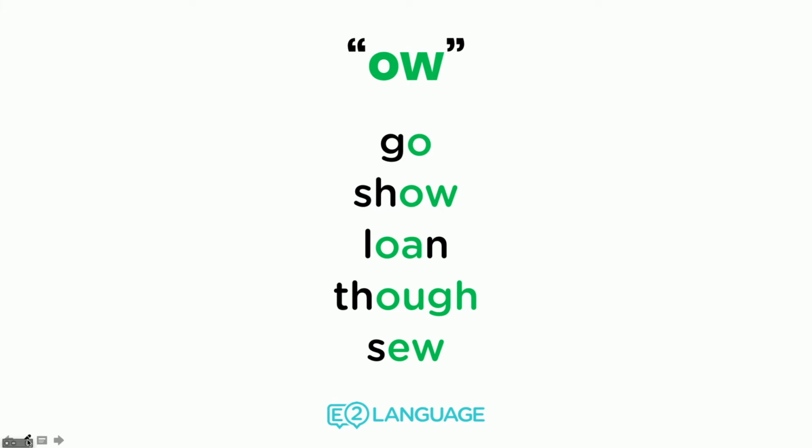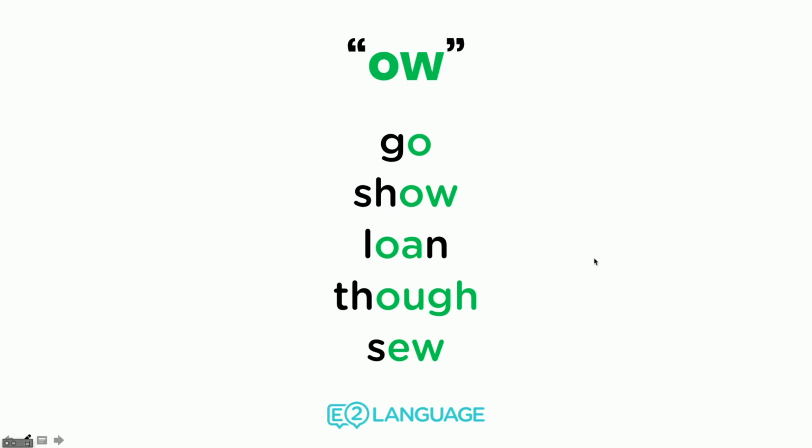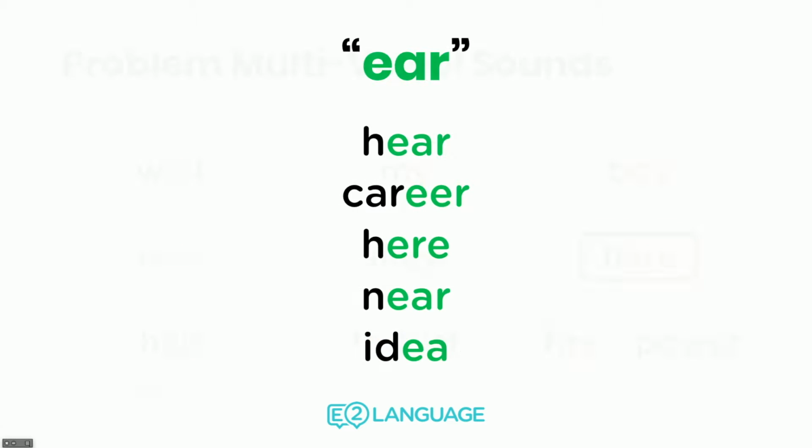So what can happen here is if you have a word like loan, often it can sound like "lon." So try to extend that O sound out. O. Cool. All right, next one is ear, as in here, ear. So words like here. Or career. Or again, here.